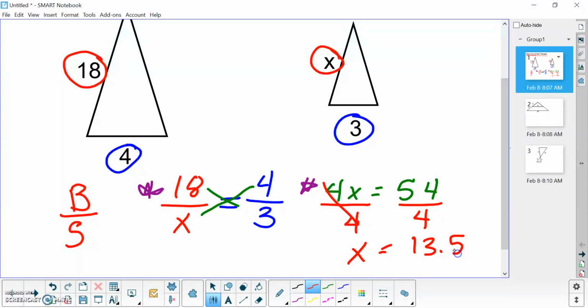These are fine if you leave them as a decimal. You can also leave them as a fraction, or you could simplify them. In this case, you'd have 27 over 2. Either one of those would be fine.